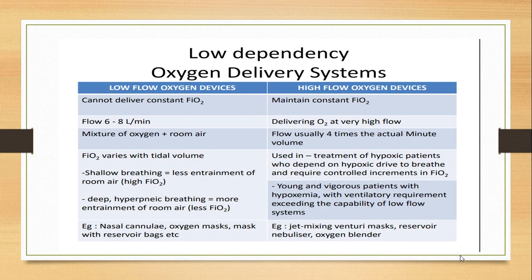So now the low flow and the high flow oxygen devices vary. Low flow cannot deliver a constant FiO2, whereas in high flow oxygen devices there is a constant maintenance of oxygen. The flow in low flow systems is usually between 6 to 8 liters, whereas in high flow devices the oxygen is delivered at a very high flow rate. In the low flow systems, the FiO2 can vary with the patient. The tidal volume the patient generates and the respiratory rate of the patient can all vary the oxygen delivery to the patient, whereas in high flow, these things are more or less fixed.